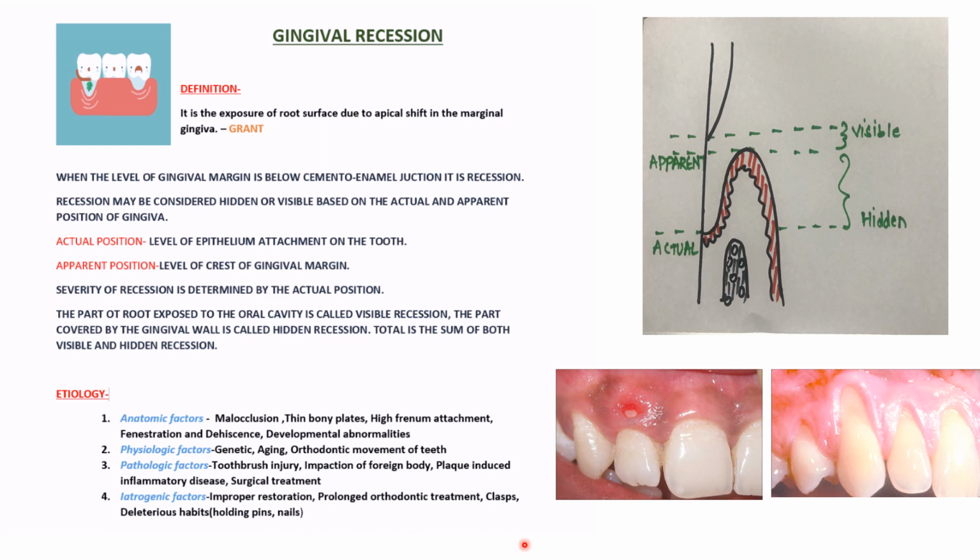And because of that, what happens? You're unable to clean your teeth properly. And because of that, finally, what happens? There is plaque accumulation. And this plaque finally leads to gingivitis and periodontitis. Then thin bony plates, high frenum attachment, fenestration and dehiscence.